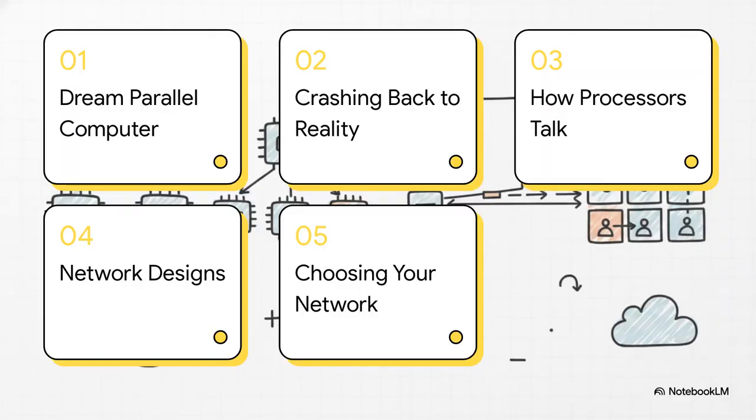So here's what we're going to do in this explainer. We'll start by imagining the perfect theoretical machine. Then we're going to see exactly why you can't actually build it in the real world. And from there, we'll dive into the brilliant practical solutions that engineers have come up with to make it all work. All right, let's get into it.